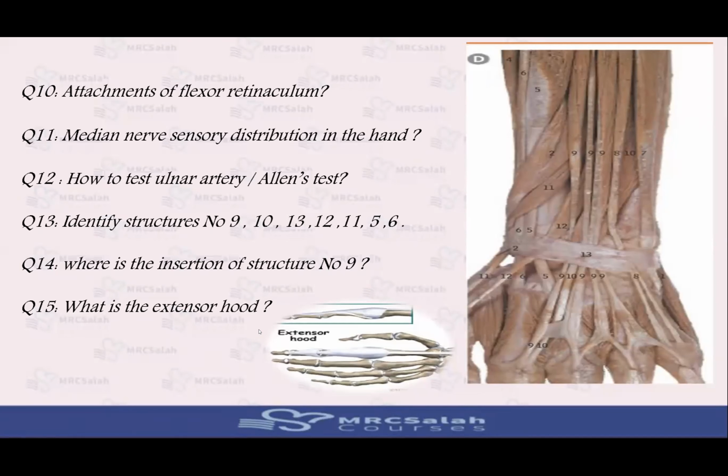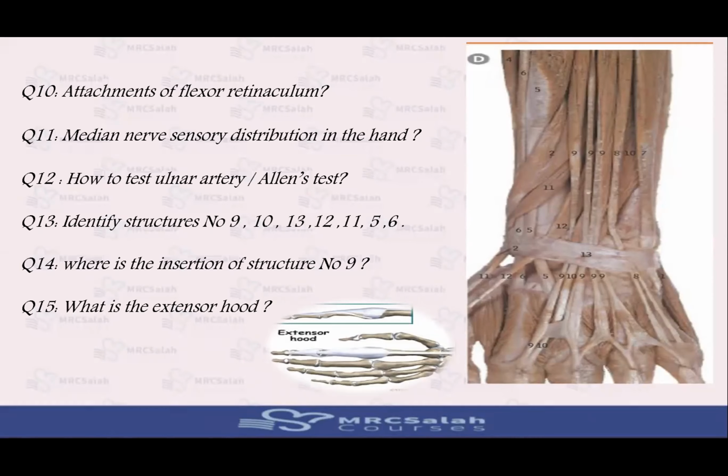This question was asked in the UK: how do the tendons keep in position with contraction? Because of the extensor expansion, mainly the extensor hood. What is the extensor hood? This is a fibrous expansion on the dorsum of the proximal phalanx of each digit. Okay, triangular with the base proximally.